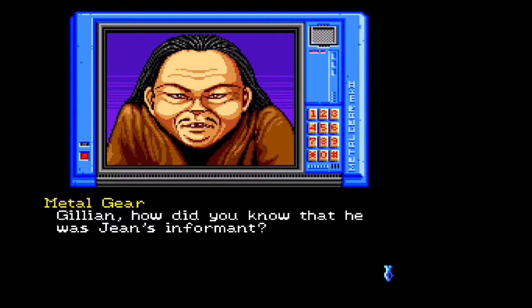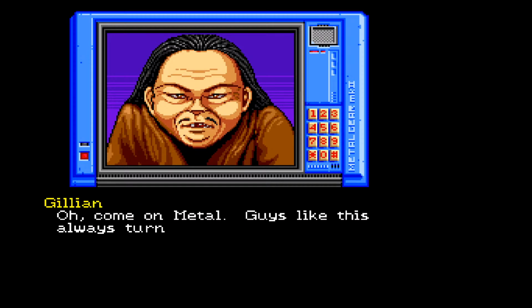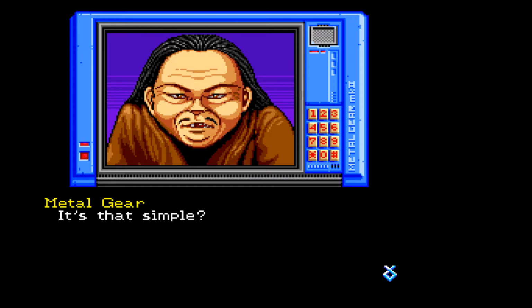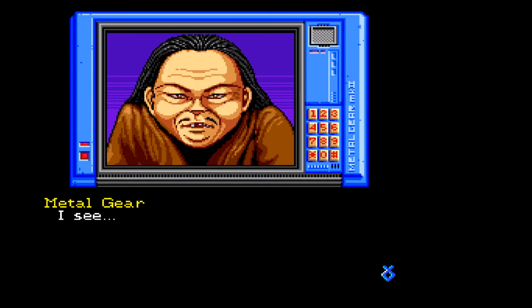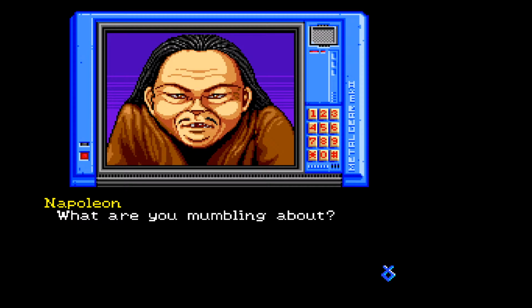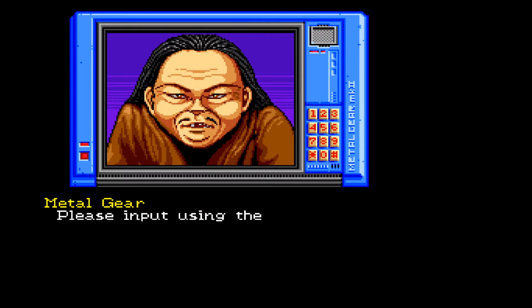Gillian, how did you know that he was John's informant? Oh, come on, Metal. Guys like this always turn out to be informants. It's that simple? I used the trick question on him. I see. What are you mumbling about? Come on, let's have that password. The revolution. Please input using the cursor.